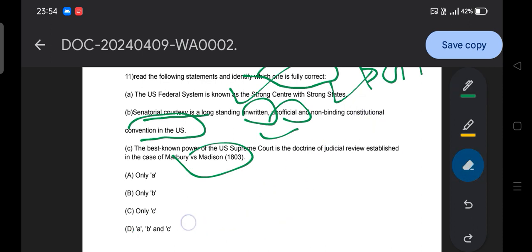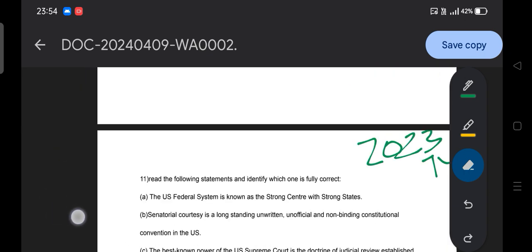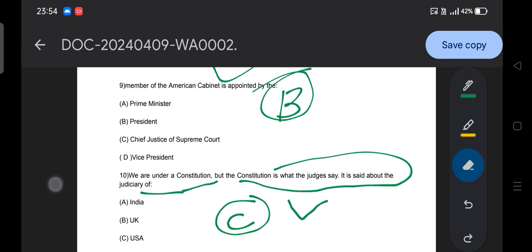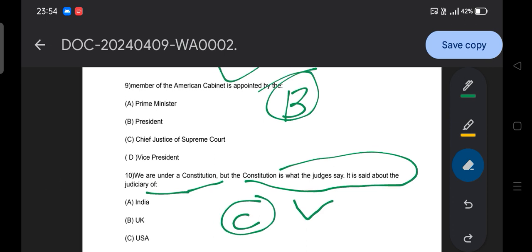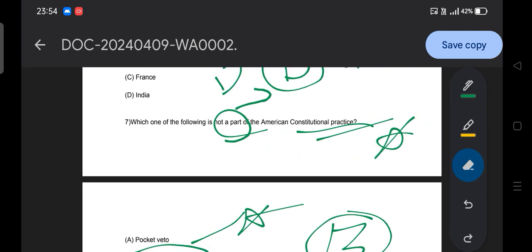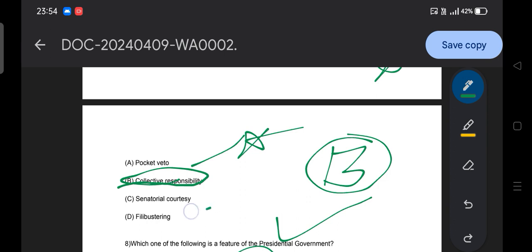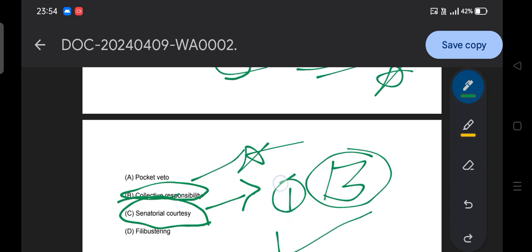Because you should notice the reality, I will show how this question is framed by taking three individual questions, how your examiner frames a question in the current scenario. I will let you know. Okay, that's the reality. See, here one question is about American constitutional practice. So here we notice the senatorial courtesy. Now they pick out this option and frame a statement or line in another question. That is one thing we notice.